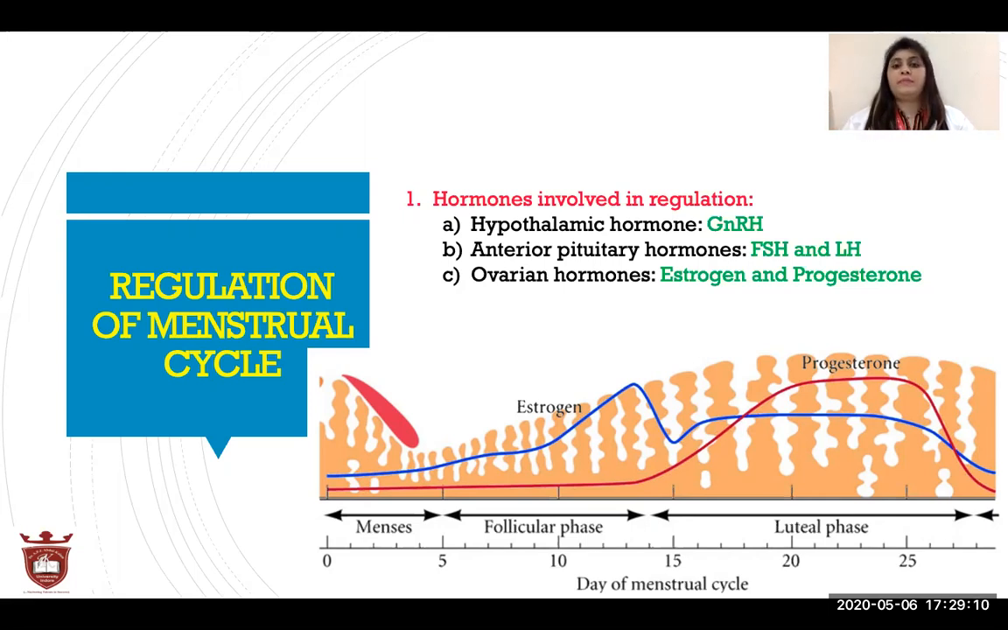दिस इज द साइकिल. सो फॉर द रेगुलेशन, ये साइकिल मेंटेन करने के लिए भी कोई चीज की तो जरूरत पड़ेगी, ऐसे ही मेंटेन नहीं हो जाएगा. So for the regulation of this menstrual cycle, we need hypothalamic hormone, that is GnRH, anterior pituitary hormones, that is FSH and LH, and ovarian hormones, that is estrogen and progesterone. These hormones are required for the regulation of the menstrual cycle in a rhythmic fashion. That's why all these hormones are required. Without these hormones, it is not possible.